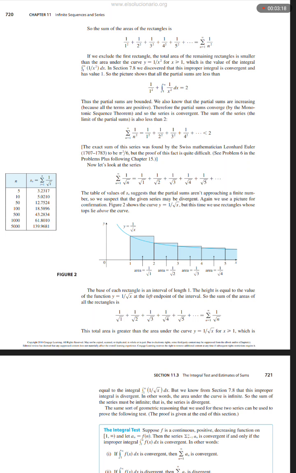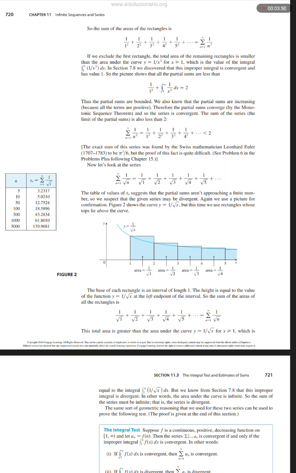In section 7.8, we discovered that this improper integral is convergent and has value 1. So the picture shows that all the partial sums are less than 1 over 1 squared plus the integral from 1 to infinity of 1 over x squared dx, which equals 2. Thus the partial sums are bounded. We also know that the partial sums are increasing because all the terms are positive. Therefore, the partial sums converge by the monotonic sequence theorem, and so the series is convergent.